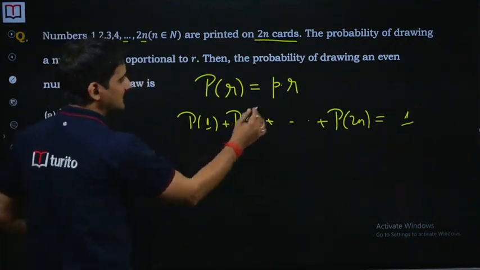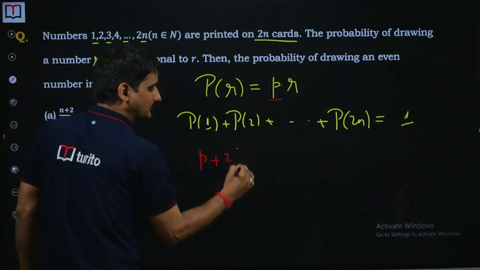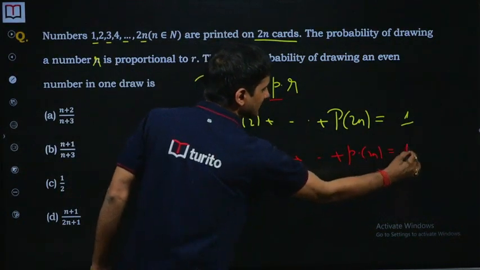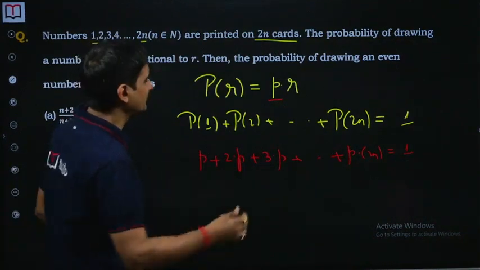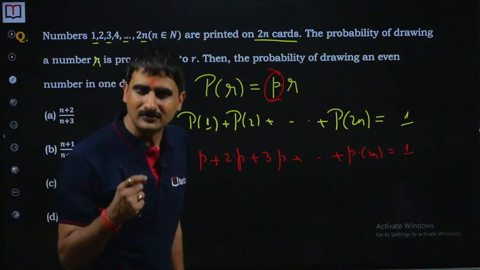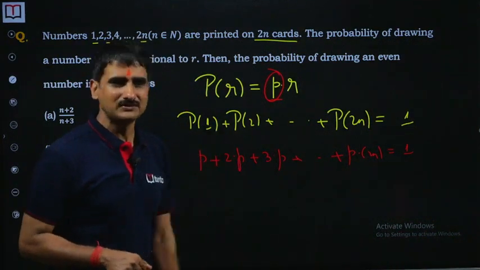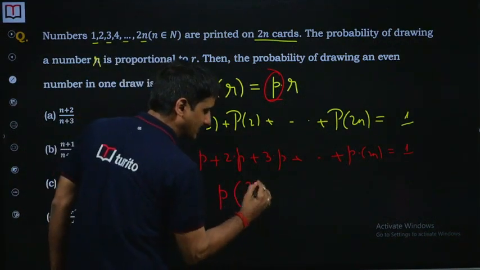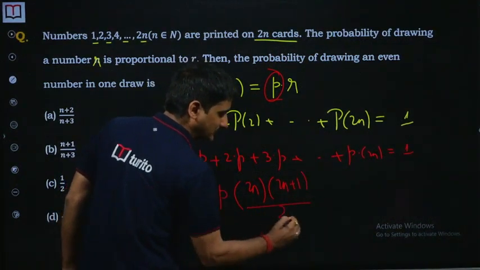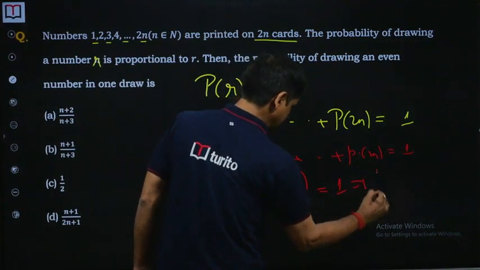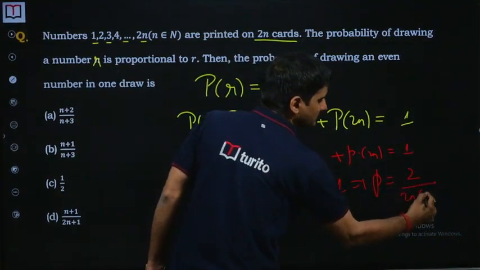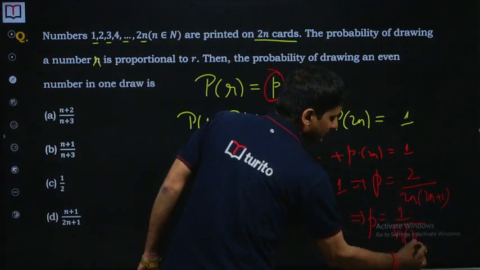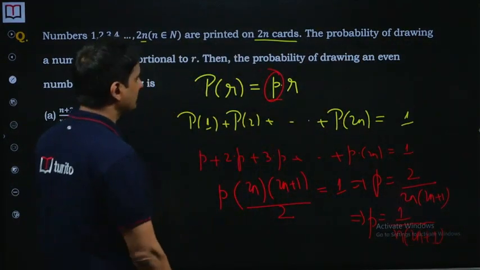But what do we know from here? We know that p plus 2 into p plus 3 into p plus dot dot dot p into 2n is equal to 1. Why am I doing it? Because we need p, then only we have the probability of selecting any number out of these 2n numbers. So p common, the sum of 2n natural numbers, and the formula is 2n into 2n plus 1 by 2, and this is equal to 1. So p is 2 upon 2n into 2n plus 1. So I can write p as 1 upon n into 2n plus 1. That's our p.